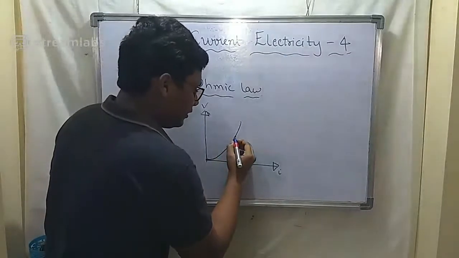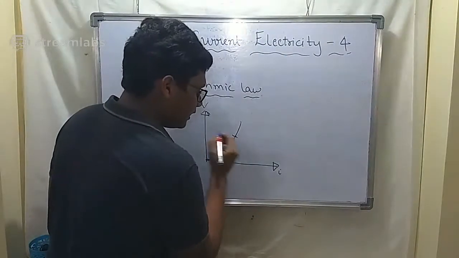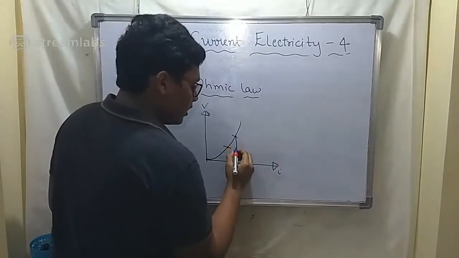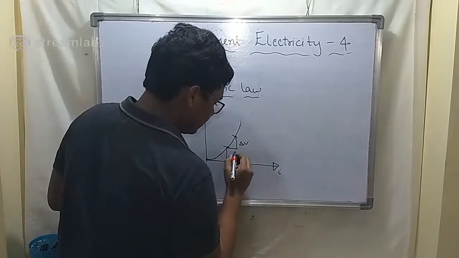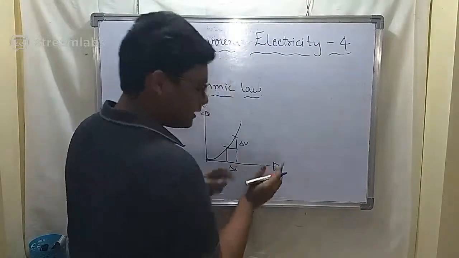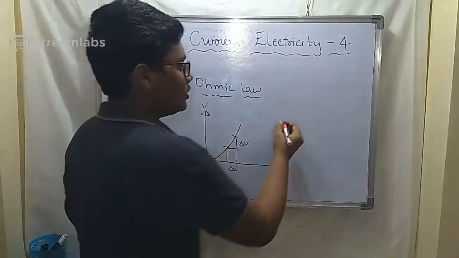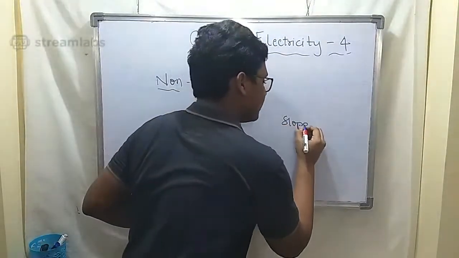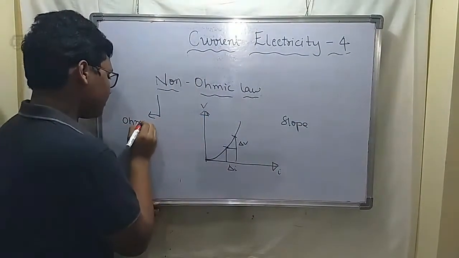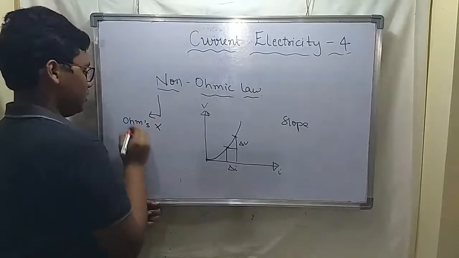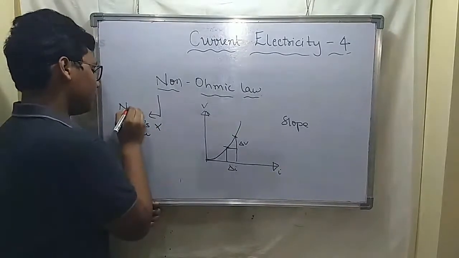Then at any two points, here the voltage difference is delta V, and the difference in electric current is delta I. So the slope is not constant, means non-ohmic law means not following Ohm's law. Ohm's law is not followed.